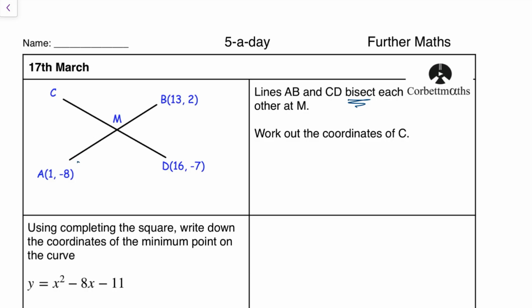So my method here is I'm going to use A and B to calculate M, because it's at the midpoint. Then I'm going to find out how to get from D to M, and I'm going to repeat that to get from M to C. Let's do that step by step.